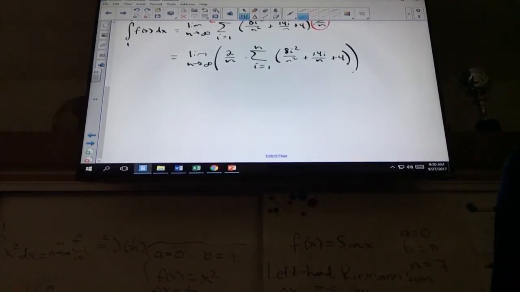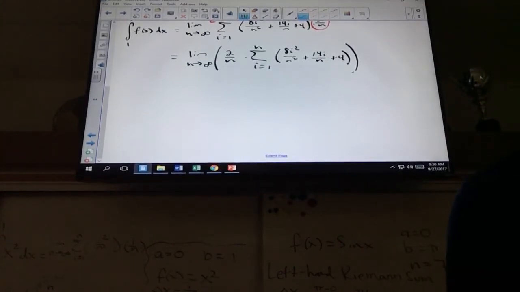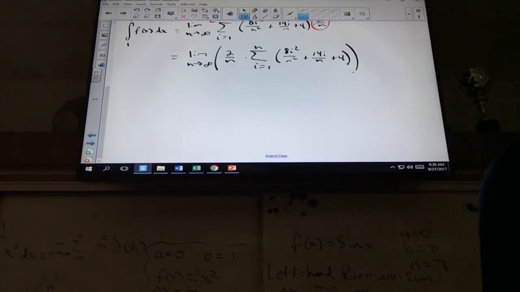The next thing I'm going to do is apply that summation to every term inside and factor out of the summation everything that is not an i term. So this is equal to the limit as n approaches infinity of 2 over n times, so here we go.